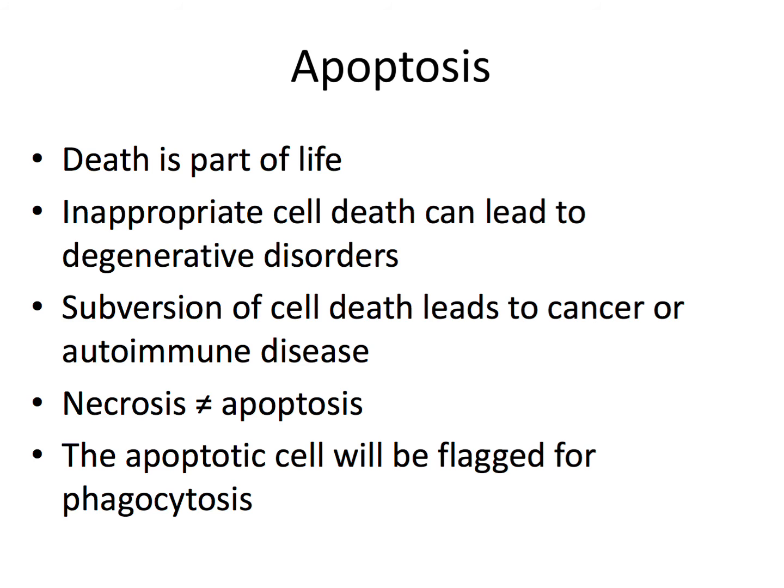Too much of this, an inappropriate cell death, can lead to some problems, but the subversion of cell death can also lead to cancer or autoimmune diseases. So it's not to be mistaken for necrosis, or the destruction of a cell. This is again a highly programmed process, and these cells will be flagged for phagocytosis. So again, necrosis is when the cell is destroyed by some means, but apoptosis is the programmed cell death. Again, it happens as part of development, and it also happens if the cell decides that it is no longer viable and can't divide.